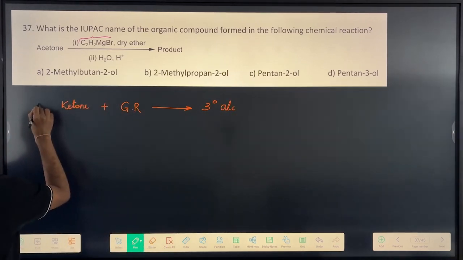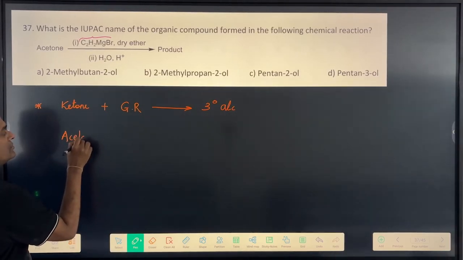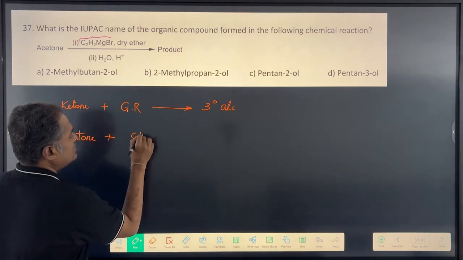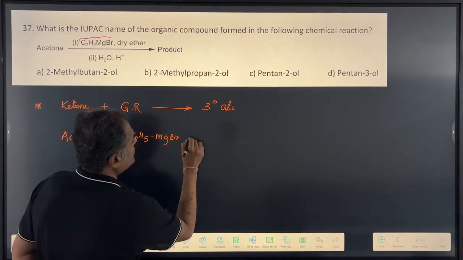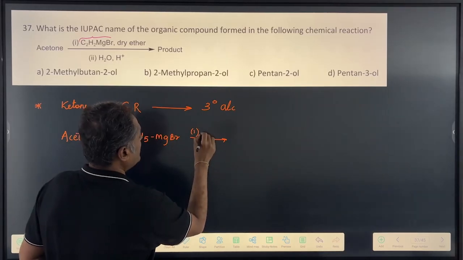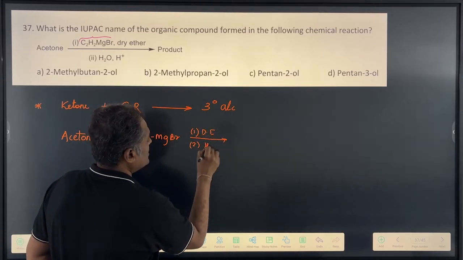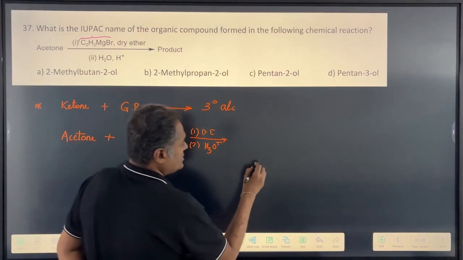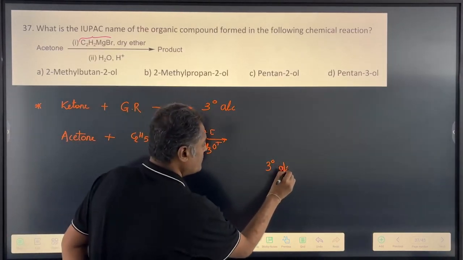Now let's take our example. I have an acetone, and it has been treated with ethyl magnesium bromide, along with dry ether in the first step, and the second step is hydrolysis. Now the question is: point number 1, when a ketone is treated with Grignard, you get a tertiary alcohol.